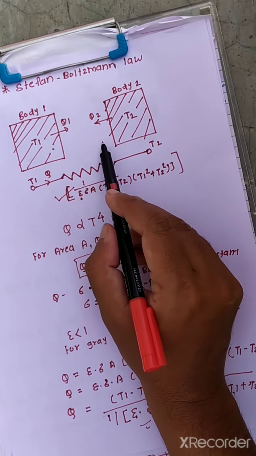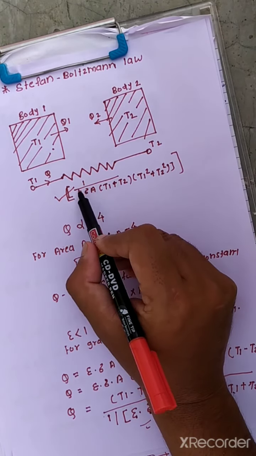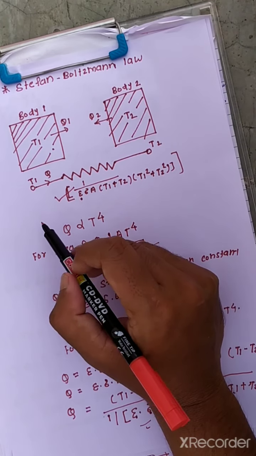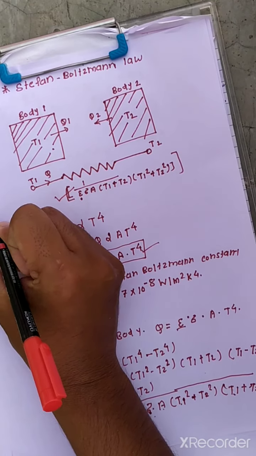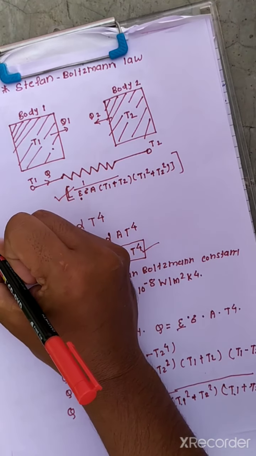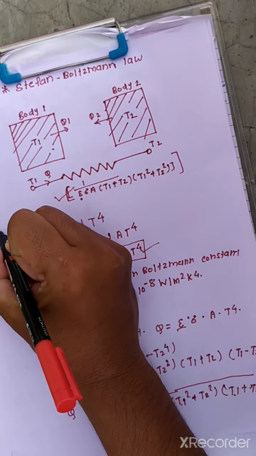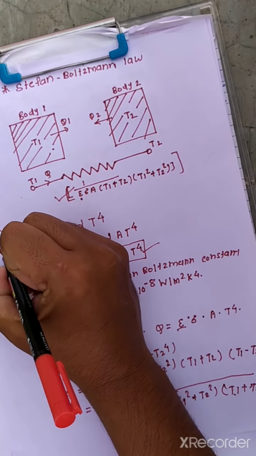Resistance means difficulty in the flow of heat. So we studied first the conductive resistance, then the convective resistance, and then the radiative resistance.